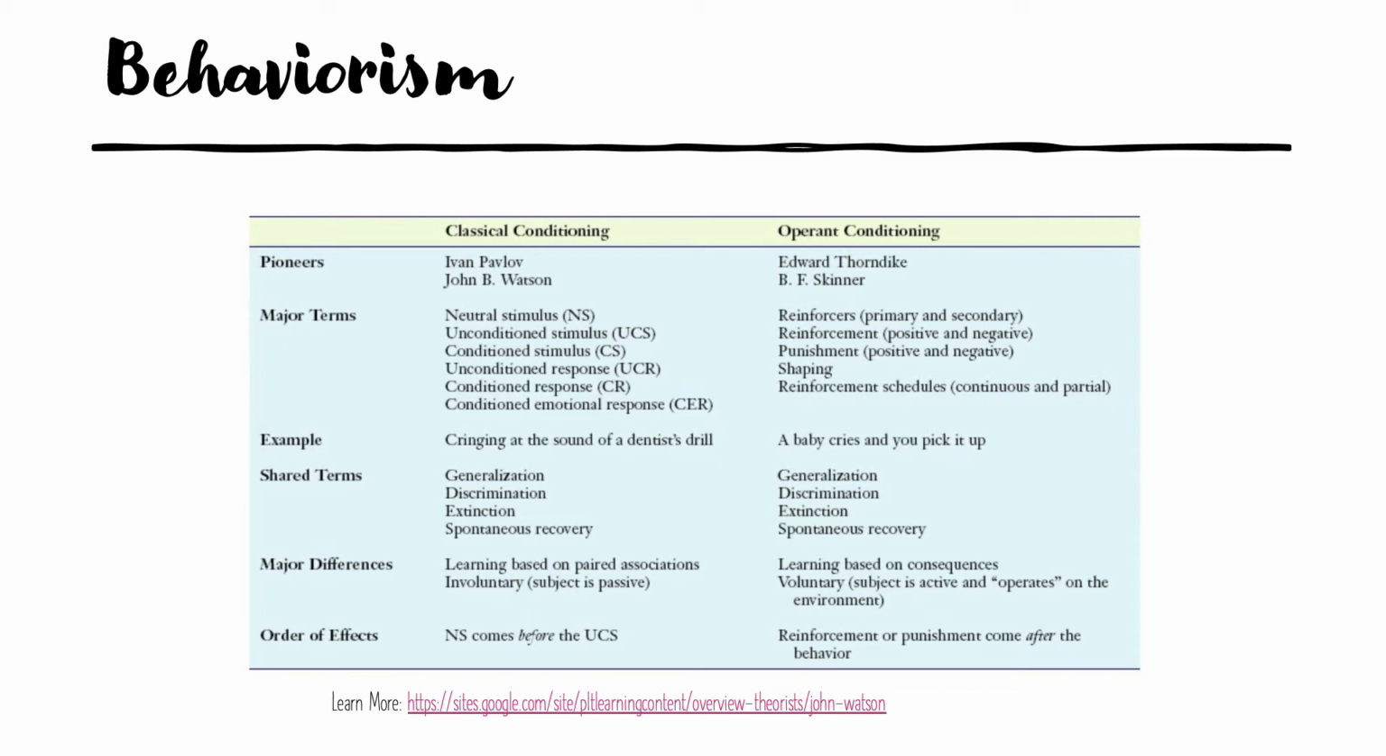Watson, on the other hand, experimented on an 11-month-old by making it afraid of furry objects by associating them with a loud sound. This experiment would never be approved today. He believed that he could mold a child into anything he wanted it to be. He showed that fear could be conditioned. It was, and what he did was unethical.